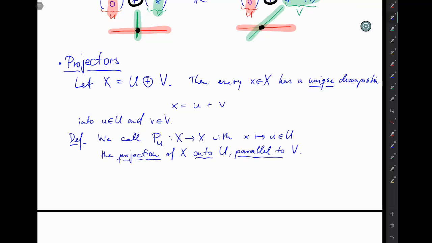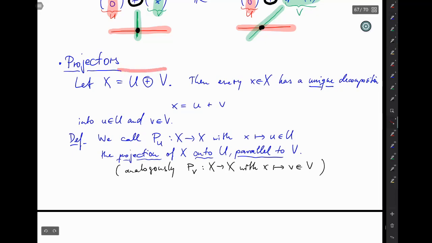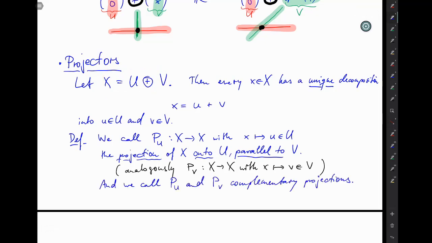And then of course by just exchanging the roles of U and V, you would introduce the other projection P_V, but we don't even have to say that in the definition because V is just another U. But if U and V are complementary subspaces in capital X, which they are if we can write this, then we call P_U and P_V complementary projections.